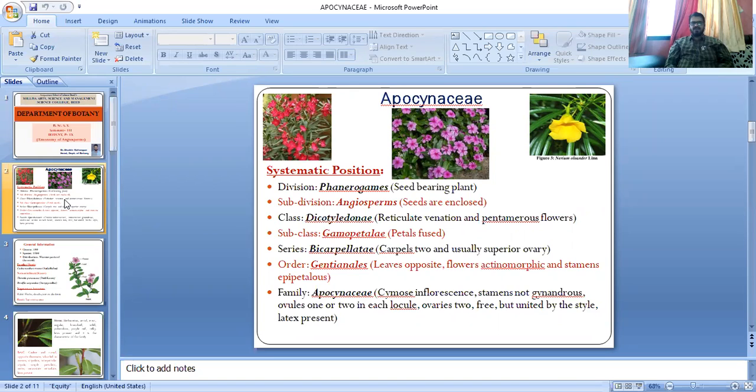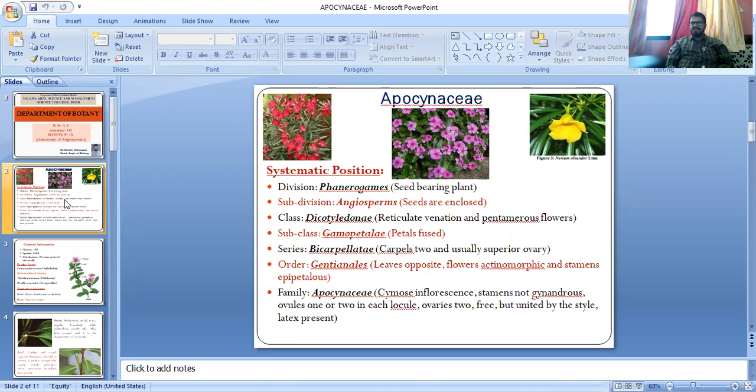Division Phanerogams will be the same for all these families. Why is it Phanerogams? The reason behind Phanerogams is that they are seed bearing plants. Then subdivision angiosperms, seeds are enclosed. Class dicotyledon because of reticulate venation and pentamerous flowers. That's why this family is included under the class dicot.